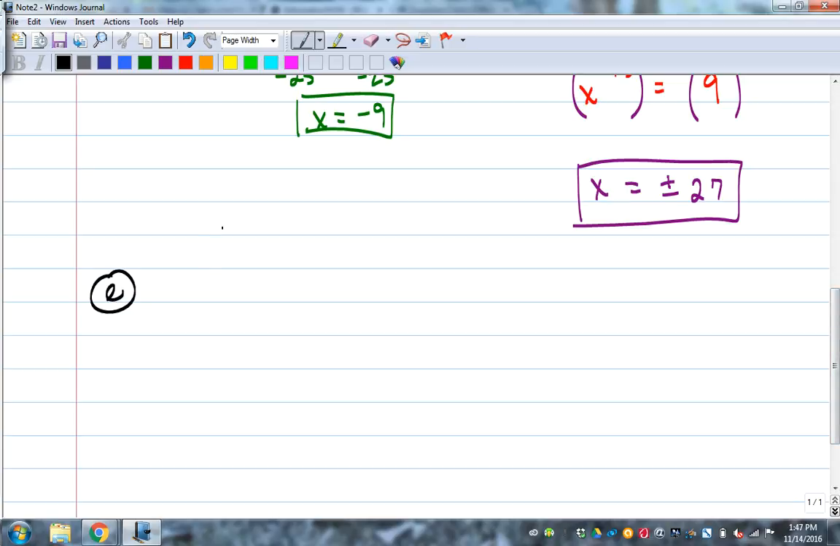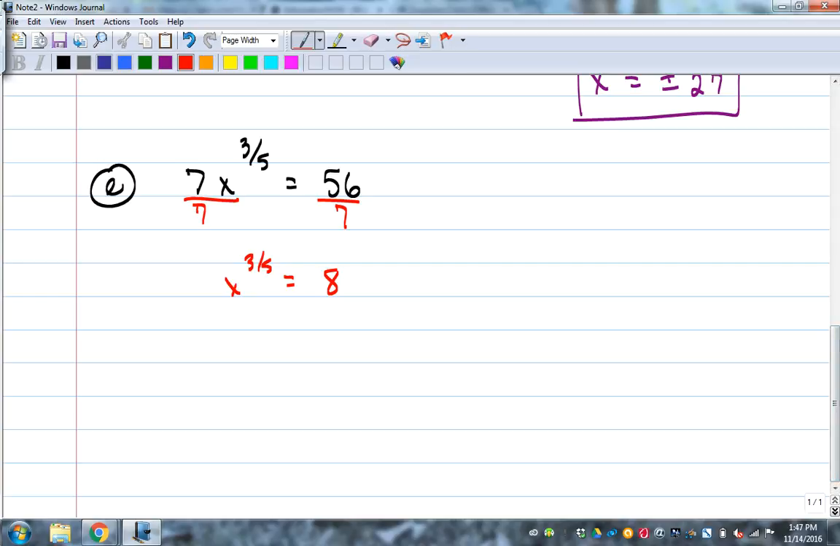Let's do one similar to that. 7x to the 3/5 equals 56. What's the first step for that one? Divide by 7, good. x to the 3/5 is equal to 8. How do we get rid of the 3/5 power? Reciprocal power is 5/3. Does this one need a plus or minus? Why not? Odd denominator on the fraction exponent that we put in there.